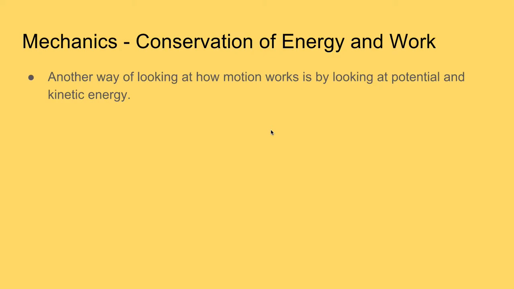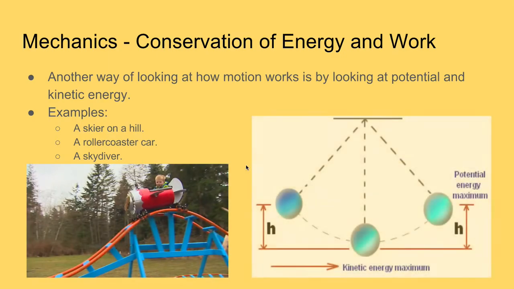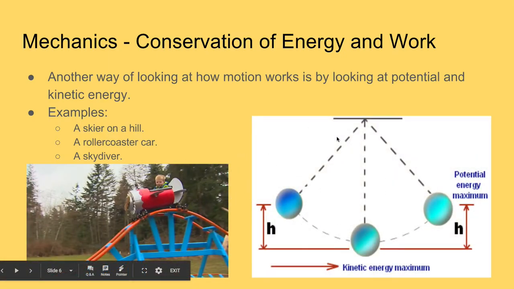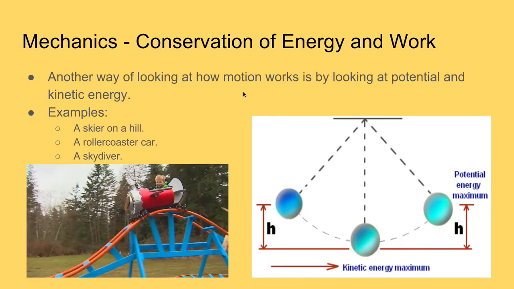Another way of looking at motion is looking at potential and kinetic energy. When something is high, it has a lot of potential energy, and as it falls, it loses the potential, which turns into kinetic. So a skier on a hill, a roller coaster car, or a skydiver. So these two problems, the kid on the little roller coaster or this pendulum, we're going to be studying potential and kinetic energy.